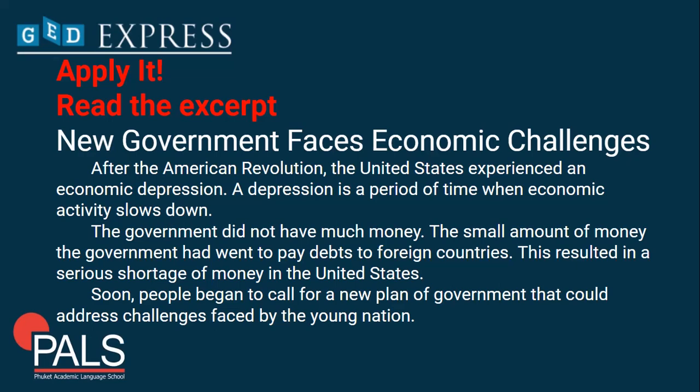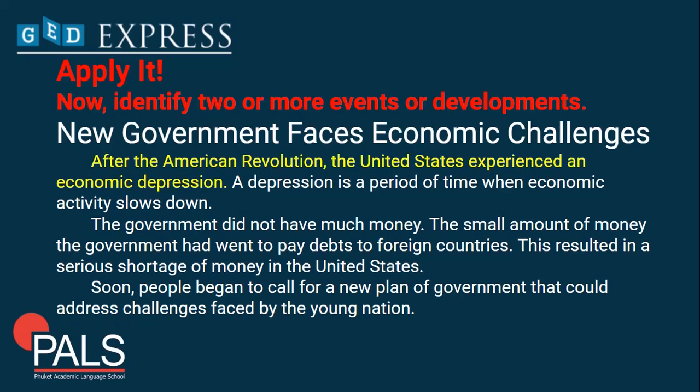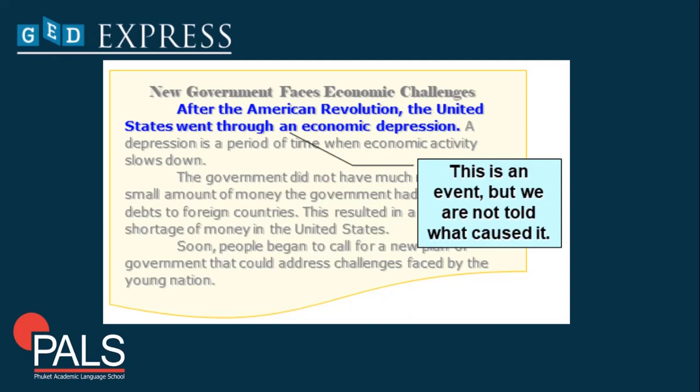Whoa, pretty simple. I believe so. So, what's the first step? We have to identify two or more events or developments. So, the first event that I have identified here is the text in yellow. After the American Revolution, the United States experienced an economic depression. That's an event, right? The second one is the government did not have much money. That's another event. One more, the small amount of money the government had went to pay debts to foreign countries. So that's another one. Three, and then four, this resulted in a serious shortage of money in the United States. All right, so those are the four events.